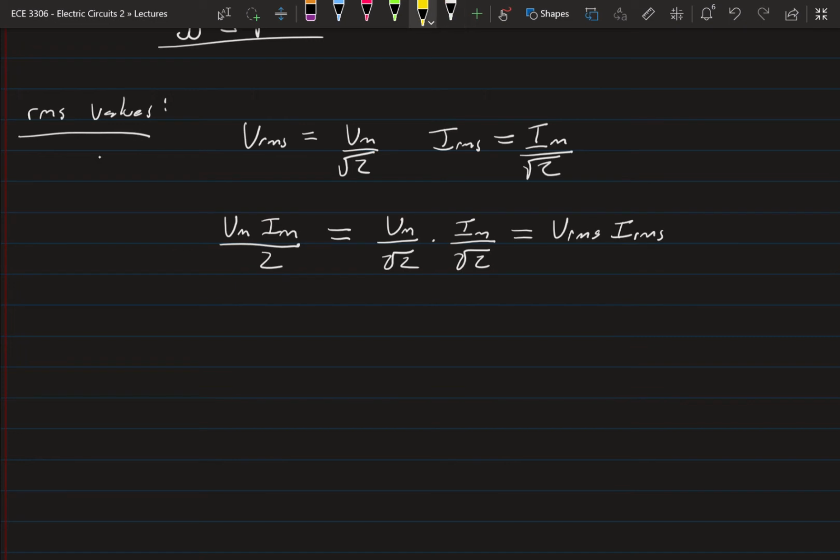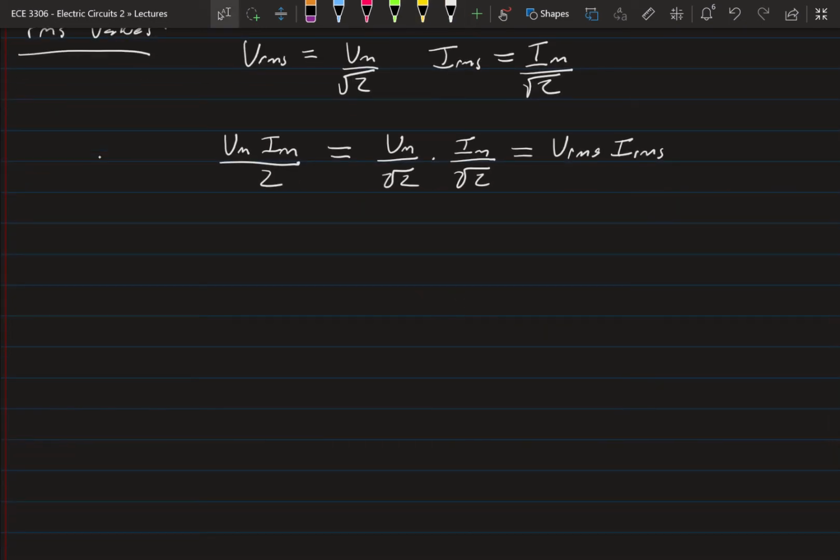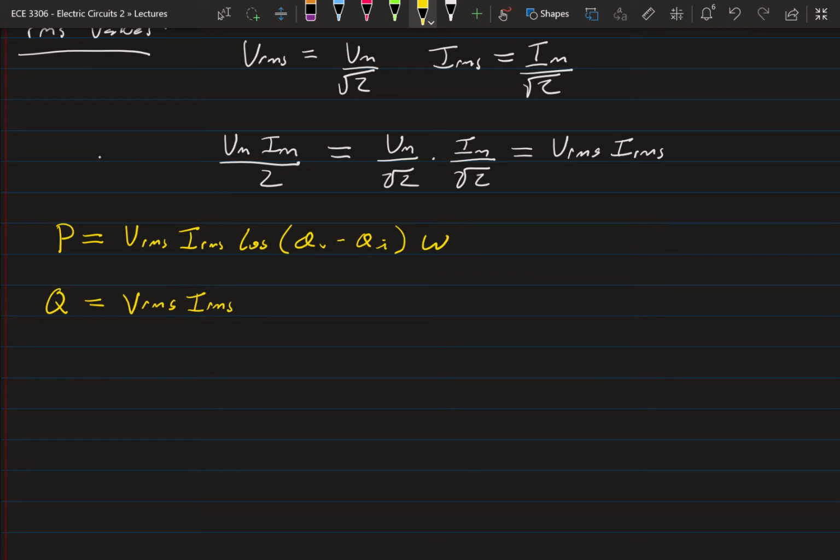So if we want to write a slightly more simplified form of our average and reactive power, we would say that P is equal to V RMS times I RMS times the cosine of theta V minus theta I, in watts, and that Q is equal to V RMS times I RMS times the sine of theta V minus theta I.